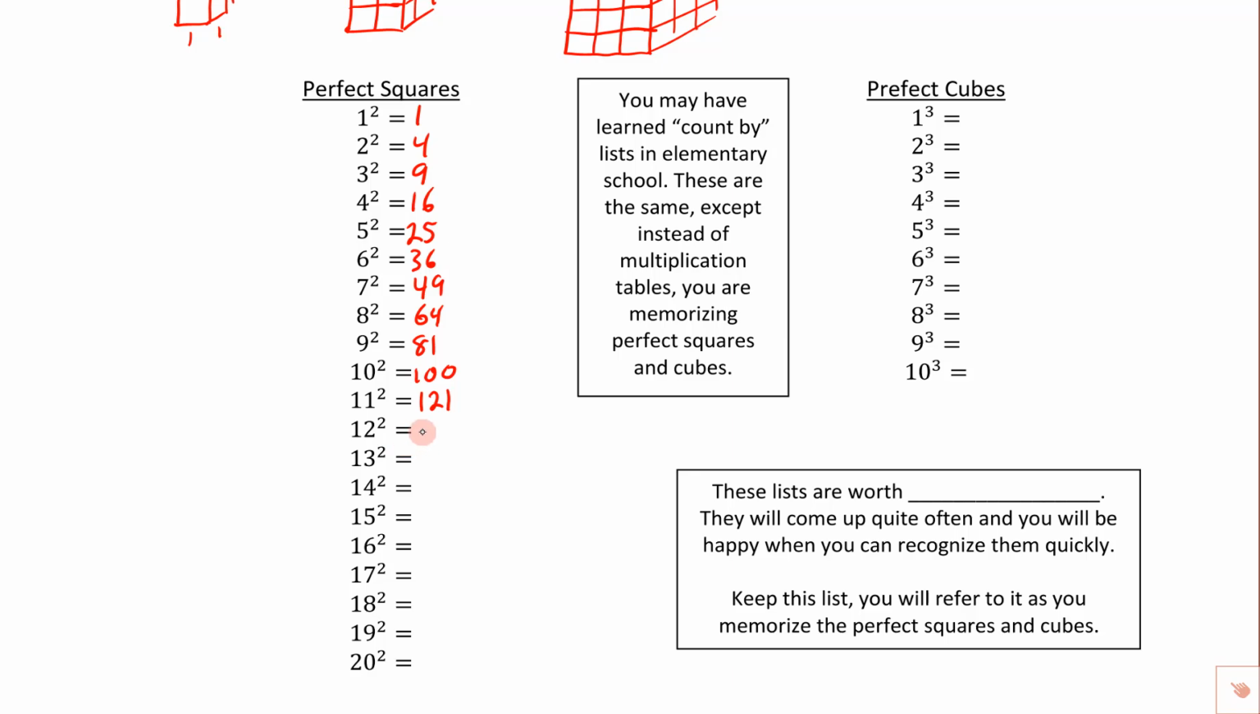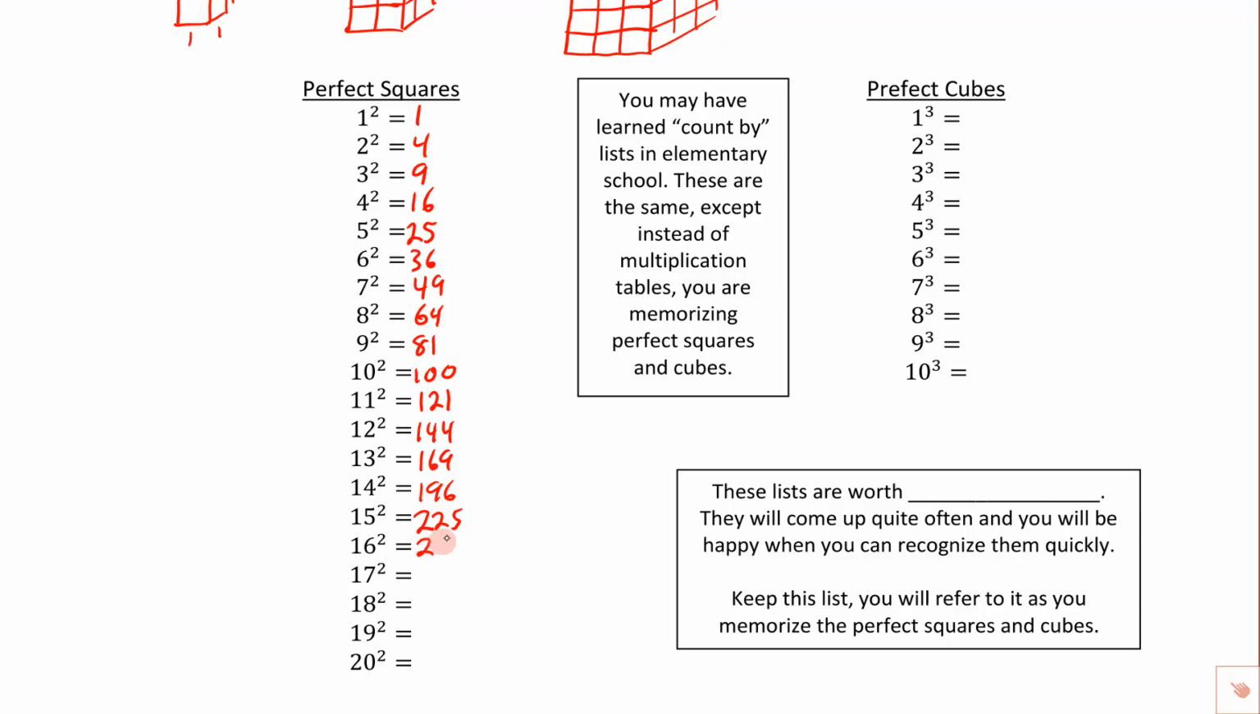And then 12 squared is 144. Okay, let's keep going here. These probably are not ones that you have memorized, but 13 squared is 169. 14 squared is 196. I do have most of these memorized, so they get a little quicker the more you practice with them. 15 squared is 225.